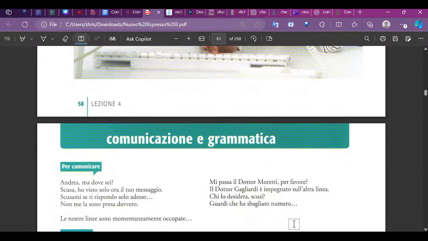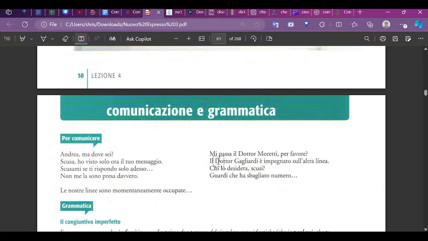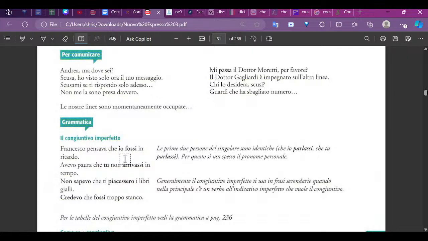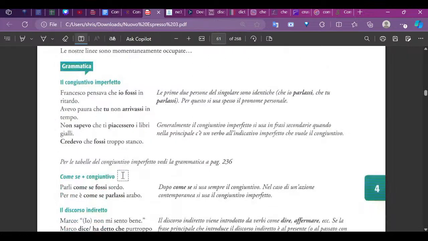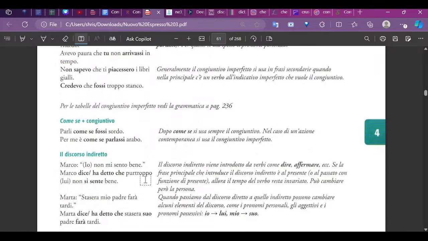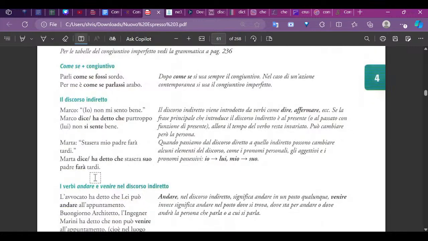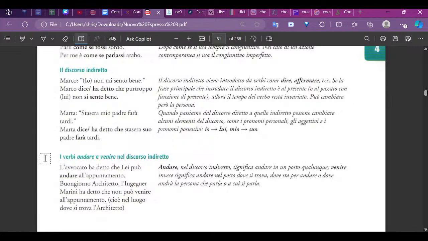And we've reached the end. Okay, so that's what we did. Phone calls, practically. What to use during phone calls. And just the congiuntivo imperfetto. Come se. Come se also uses congiuntivo. Discorso indiretto. Not bad. This isn't too bad. It's kind of the same principle as English anyway. Andare e venire. Now this one you have to be a bit careful about it. I keep messing them up.